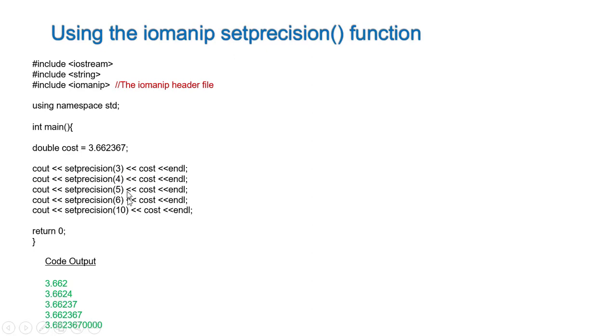Set precision 5 makes it print 5 digits after the decimal point, while set precision 6 makes it print out 6 digits after the decimal point: 1, 2, 3, 4, 5, 6. Then set precision 10 allows it to print out all the characters after the decimal point, as well as 4 extra zeros, because we set it to 10, and if you count it here, that should be 1, 2, 3, 4, 5, 6, 7, 8, 9, 10.